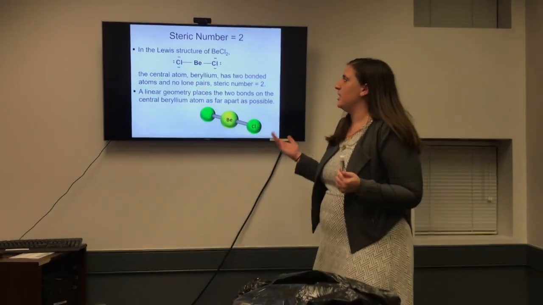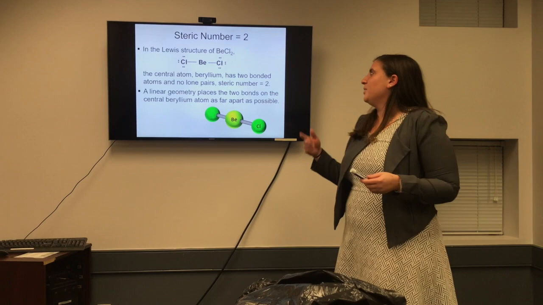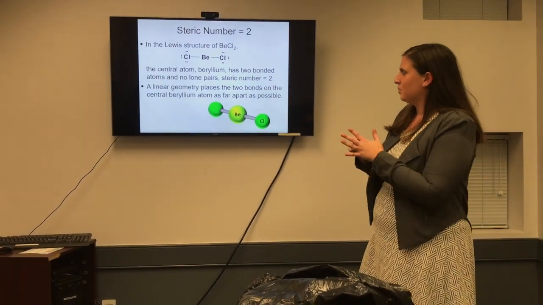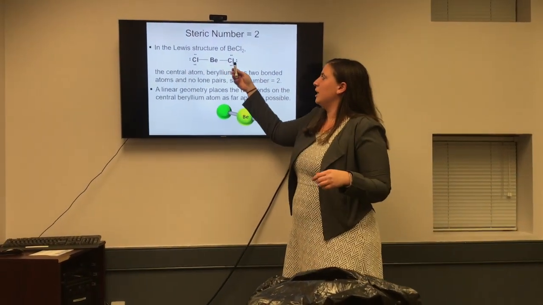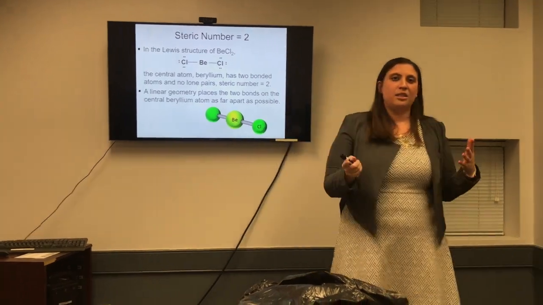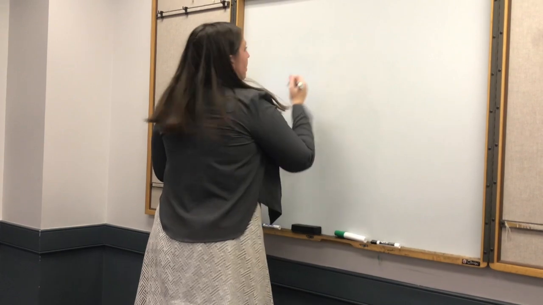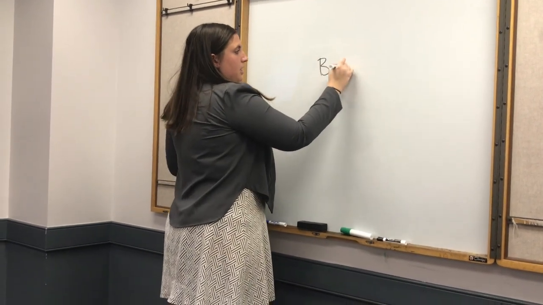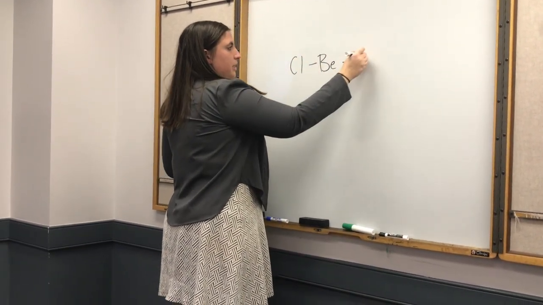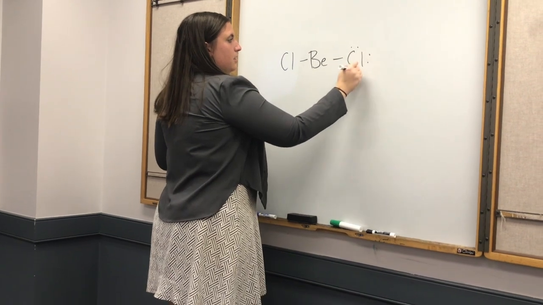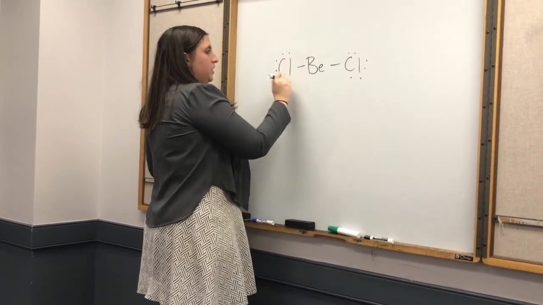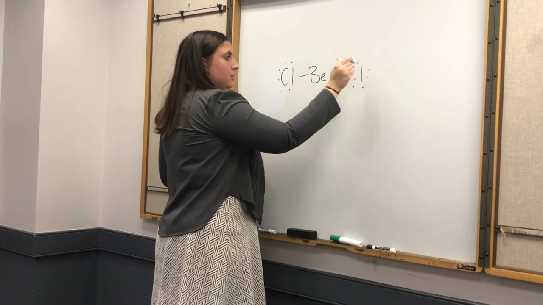So we know when we have a steric number of 2 for this beryllium chloride structure, we have beryllium and then 2 chlorides on each side. So this brings me to the question though, if the class was looking at this and you saw beryllium and 2 chlorides attached to it, would you say that the steric number was 1, 2, 3, 4?